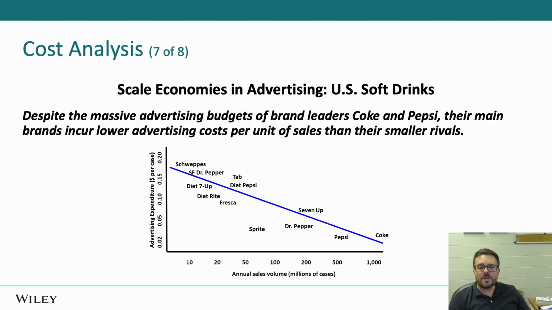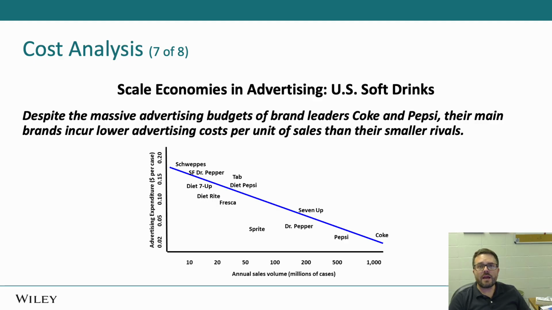The more units you can sell from an advertising campaign, the more economies of scale you're going to get. Here we see that Coke sells a billion cases, which means the cost of the advertising for them is around 2/100ths of a dollar, about 2 cents per case, versus Schweppes, who has a fraction of Coca-Cola's sales. They're paying almost 20 cents per case.